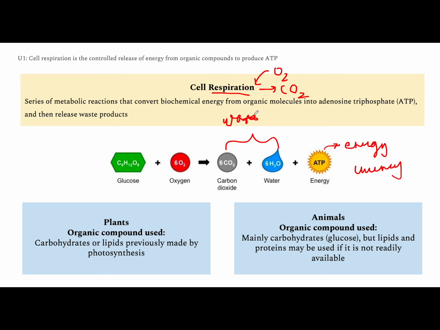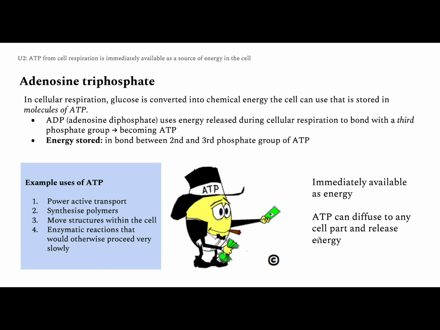But if you're thinking about cellular respiration as the process of inhaling and exhaling air, that refers more to ventilation, because cellular respiration refers specifically to converting biochemical energy from organic molecules, which is the food we eat, into this specific form of energy called ATP, or adenosine triphosphate, which is the energy that is used to fuel our bodily processes. In plants, the organic compounds used are carbohydrates and lipids from photosynthesis, and for animals, it's mainly carbohydrates, but lipids and proteins may also be used if carbohydrates aren't available.